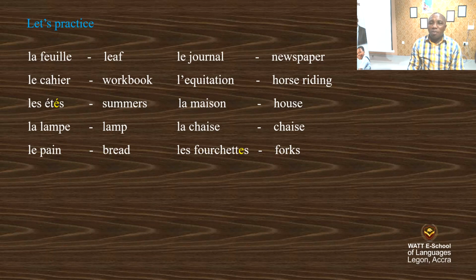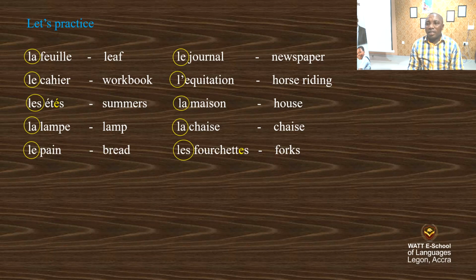Now let's go and outline the article. So we are going to circle the article for you to know. We have la, le, les, la, le, l', la, le. So here, these are the articles.